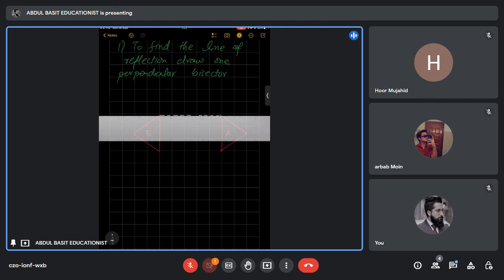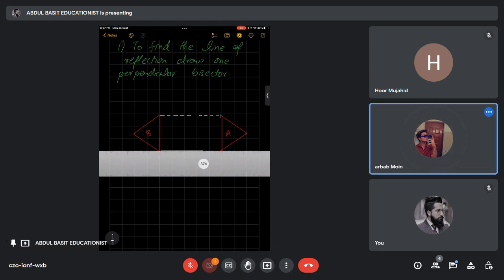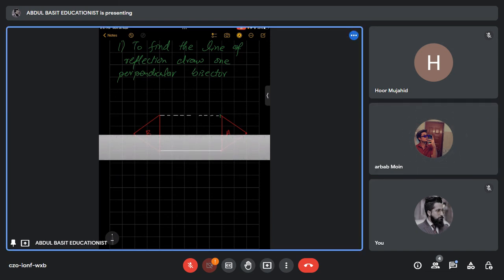Is this parallel or not? Is this parallel to this one or not? Yes sir. Let's try another one. Yes, everything is parallel. Agree?